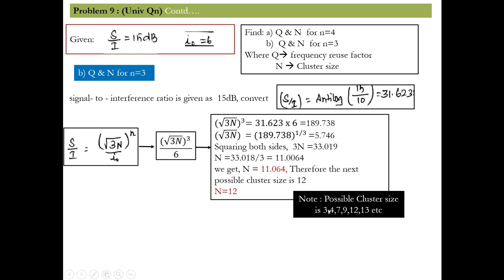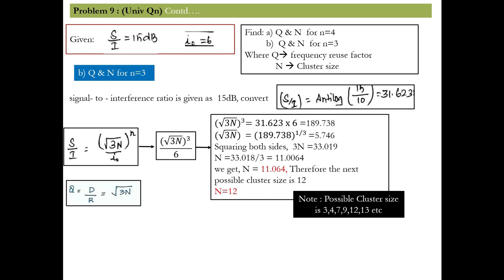So here again we have to remember the same point. What will be the possible cluster size? Now we have got it as 11.064. So the next possible cluster size is 12. So my cluster size should be at least 12 in order to get a satisfactory performance, that is my signal to interference ratio of at least 15 dB.